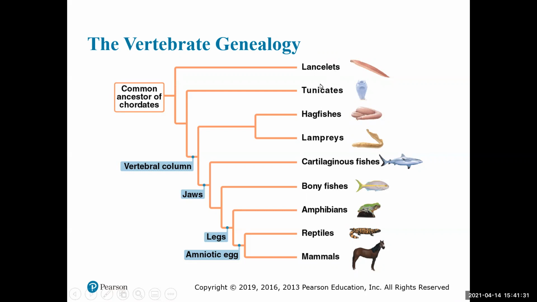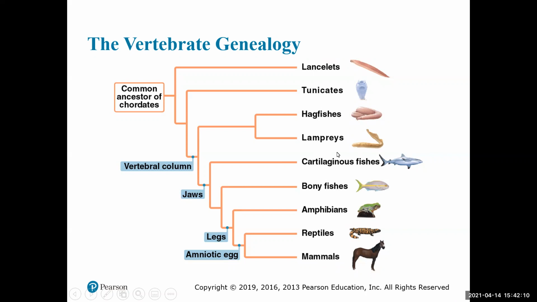So we have your 2 basal groups of the chordates, the tunicates and the lancelets, and then everything below them, as we see from this node here, has evolved a vertebral column. So hagfishes all the way to mammals have a vertebral column. Now, the hagfishes and the lampreys are what we refer to as the jawless fishes, jawless organisms. And jaws only evolved after that grouping. So from cartilaginous fishes to mammals.